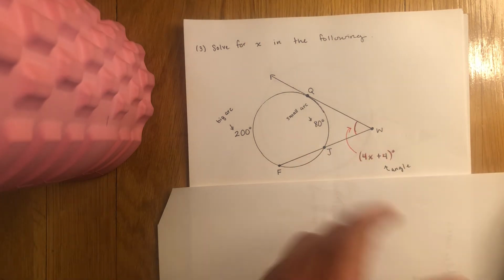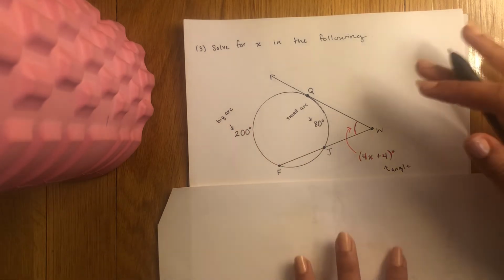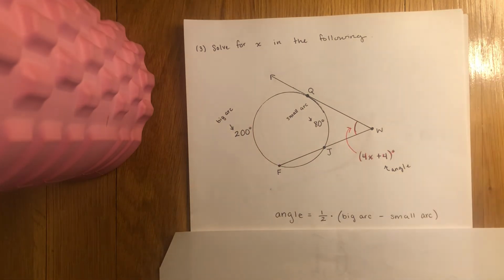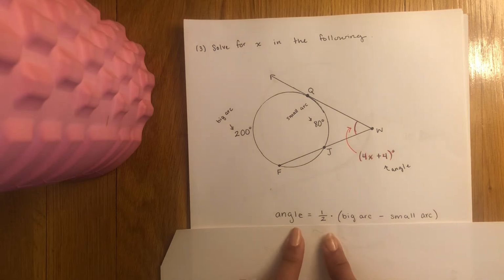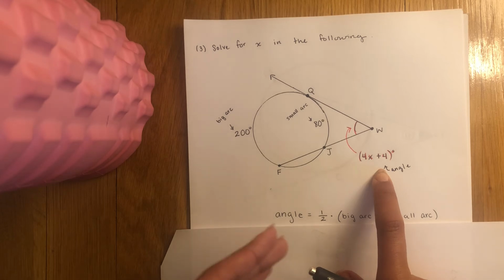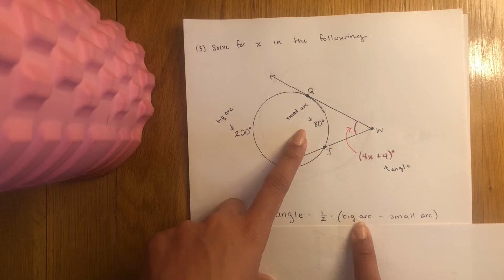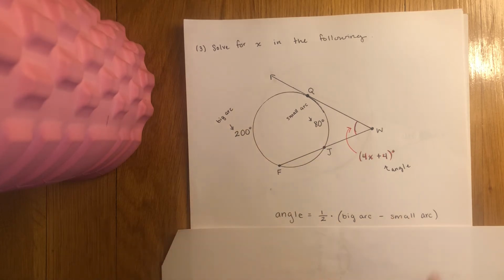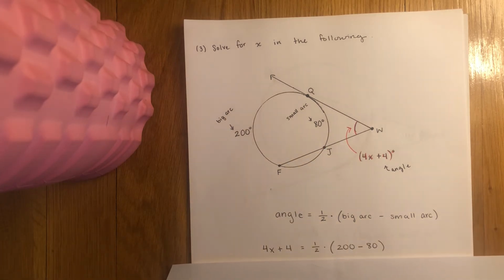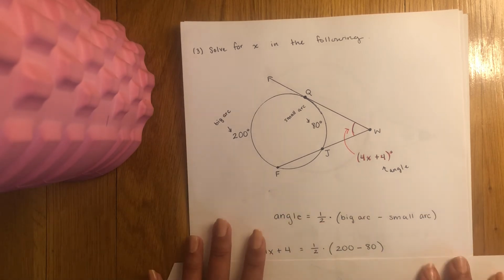So I still need to use my formula, right? Angle is equal to half times big arc minus small arc. Well, what is our angle here? Our angle is 4x plus 4. So instead of angle, I'll be plugging in 4x plus 4. Instead of big arc, I should be plugging in 200. Instead of small arc, I'll be plugging in 80. So when you plug things in, it should look like that.